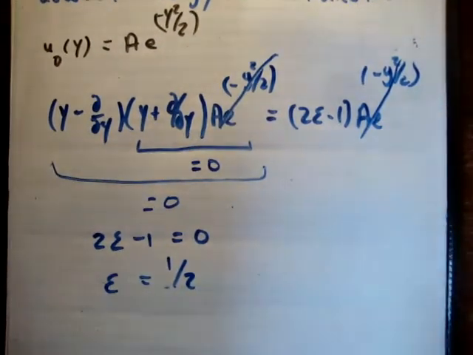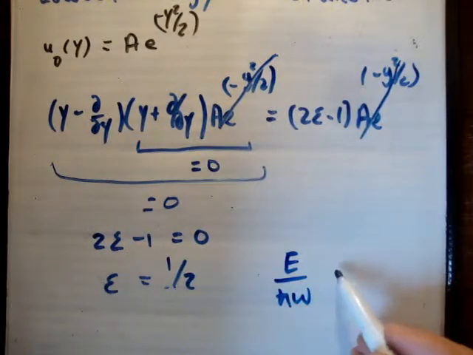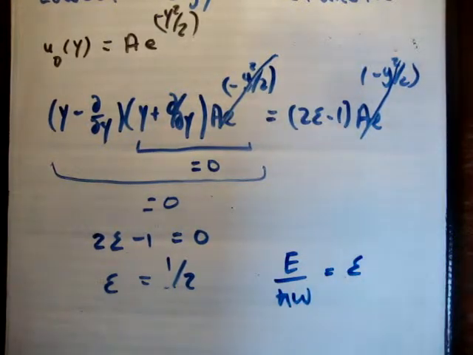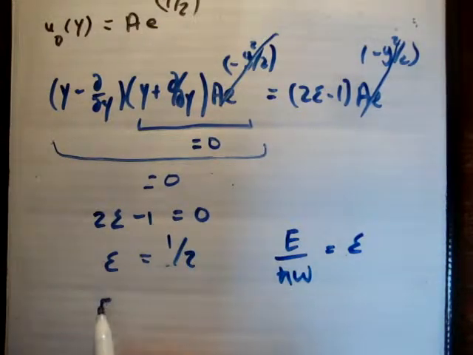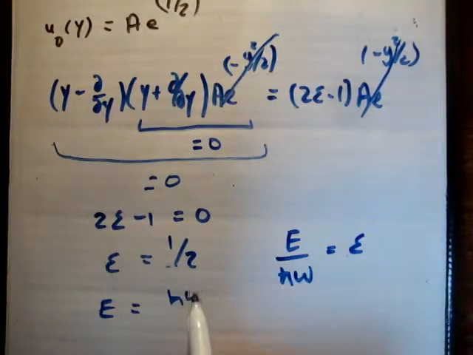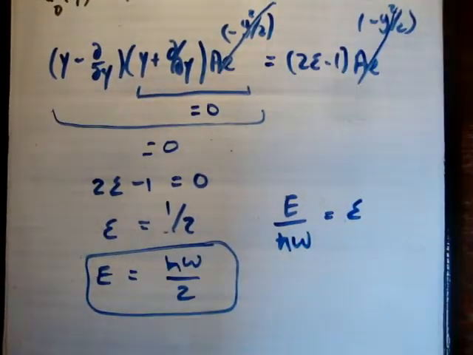But what was epsilon? We made the substitution. We wanted a dimensionless energy, and we said that E over h bar omega is equal to epsilon. That means that E here is equal to h bar omega over 2. So the lowest energy in our system is h bar omega over 2.